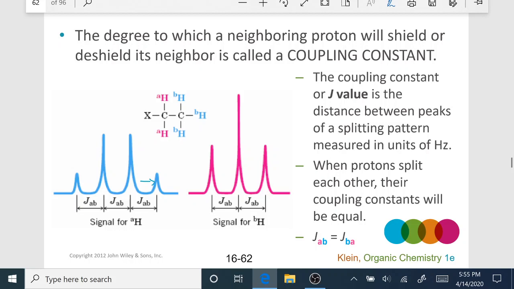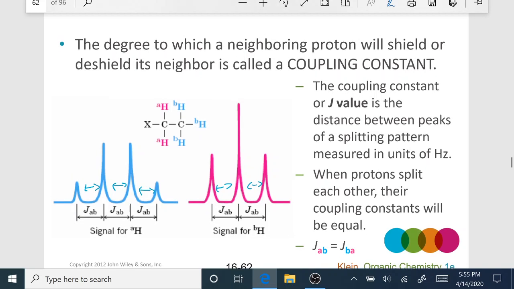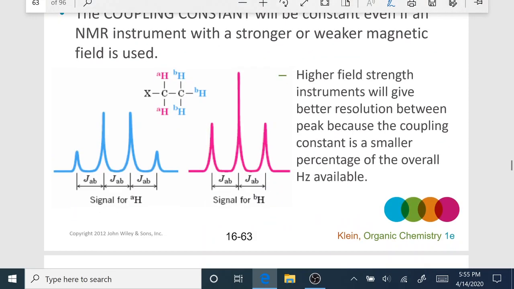Notice that the distance between these peaks is the same, and that's called the coupling constant. So we use J for the coupling constant, and J from A to B is the distance between those peaks. If they are splitting each other, then they're going to have the same coupling constant. So if you see the same distance between the peaks, that generally indicates that those are splitting each other. Okay, so that's the same distance in hertz. And when they're splitting each other, their coupling constants will be equal.